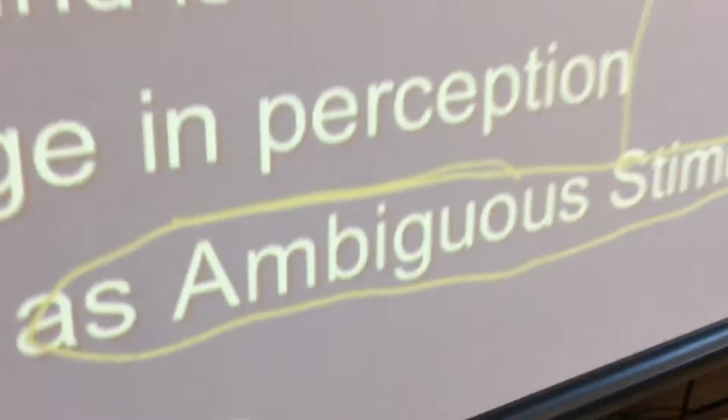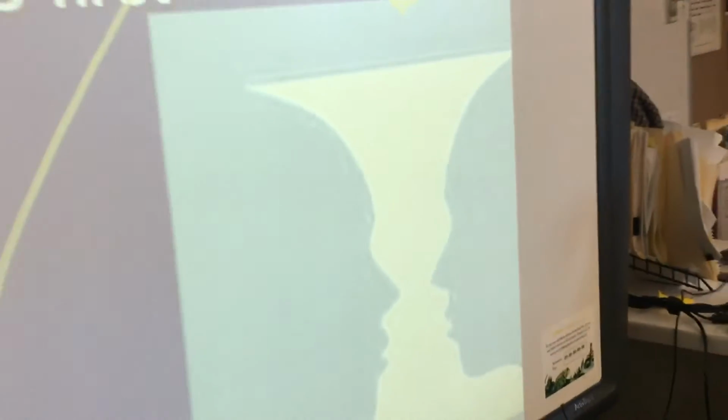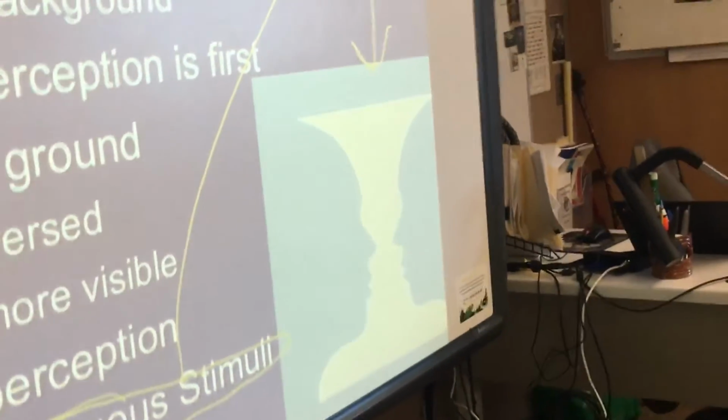Okay, let's ask the class. All right, Aveen wants a cookie. Aveen, can you tell us what makes this ambiguous stimuli, this image? If you can explain how that image could be interpreted as ambiguous stimuli, you can have a cookie. Go ahead. What does ambiguous mean?